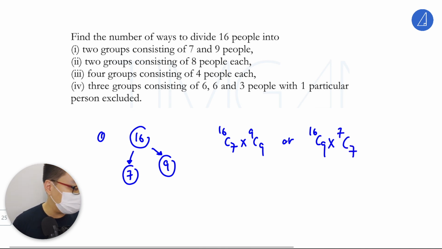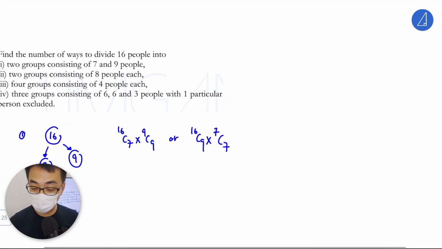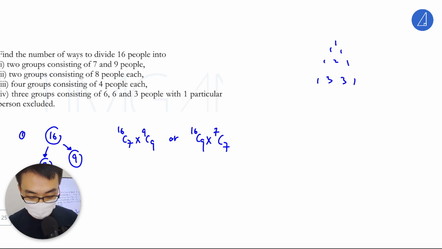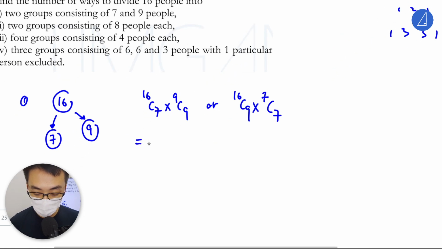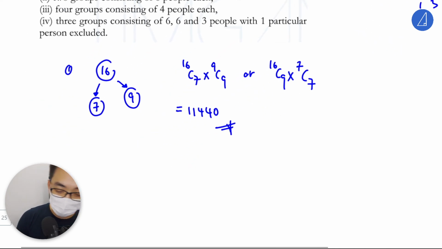The answer will be the same because of Pascal's triangle. You all know Pascal's triangle is symmetrical in the middle, right? So that's why you're essentially taking from the other side. So this would be 11440. Okay. Now part 2.